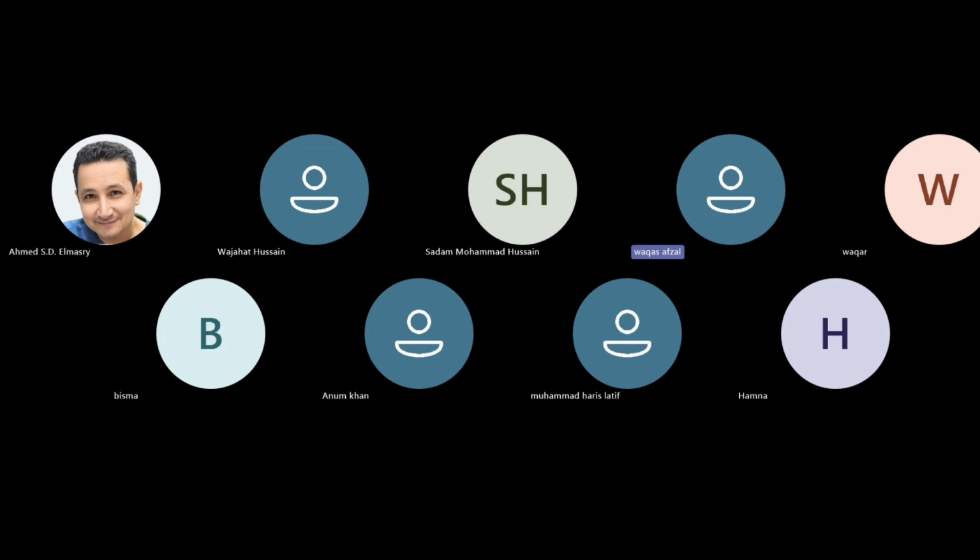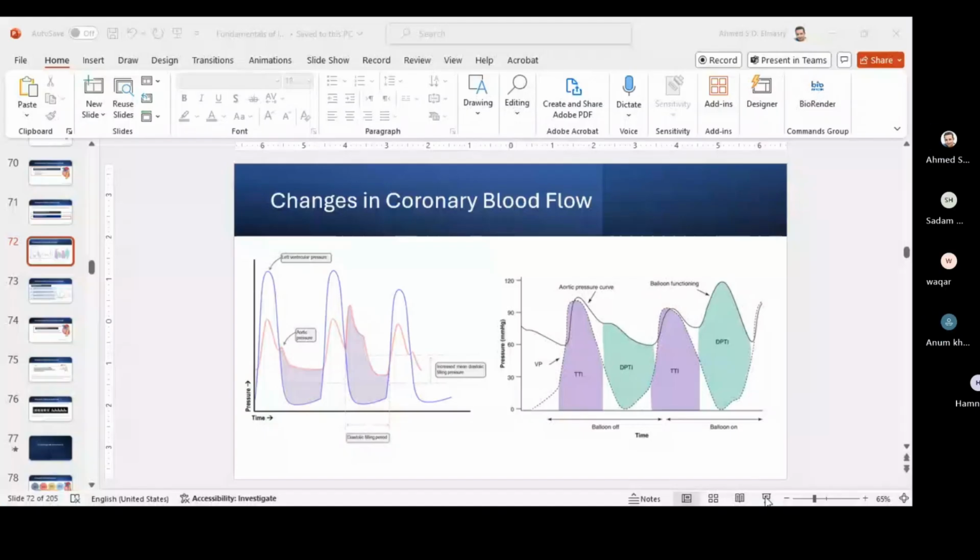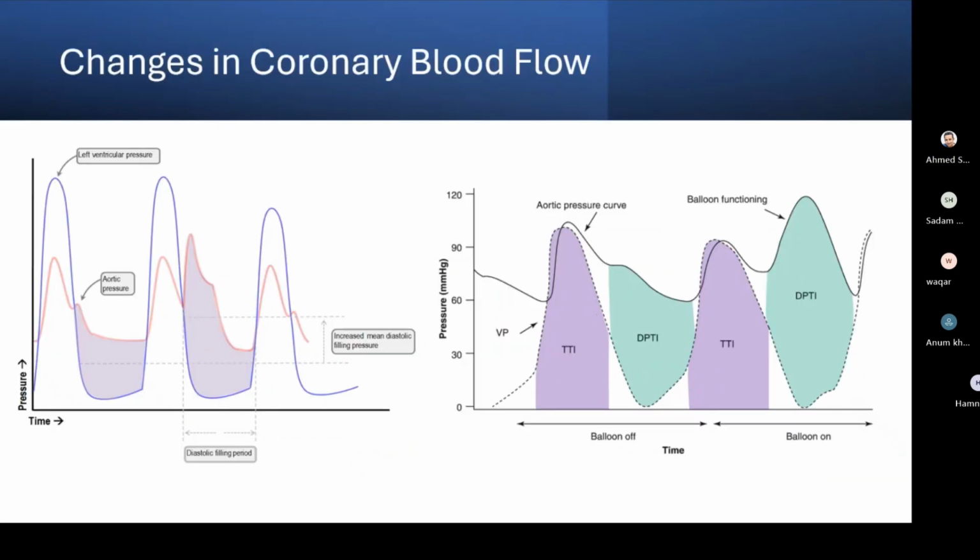Actually, the function of the IABP is to increase the augmented diastolic pressure. When the IABP is able to increase the augmented diastolic pressure, that is the time when the coronaries are perfused maximally. Can you see this slide now? This is the area under the curve, which is called the diastolic pressure time index.